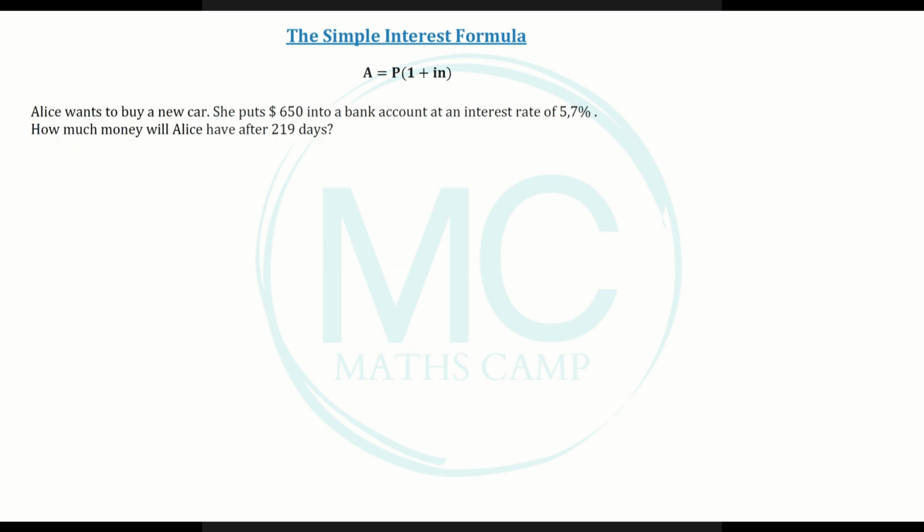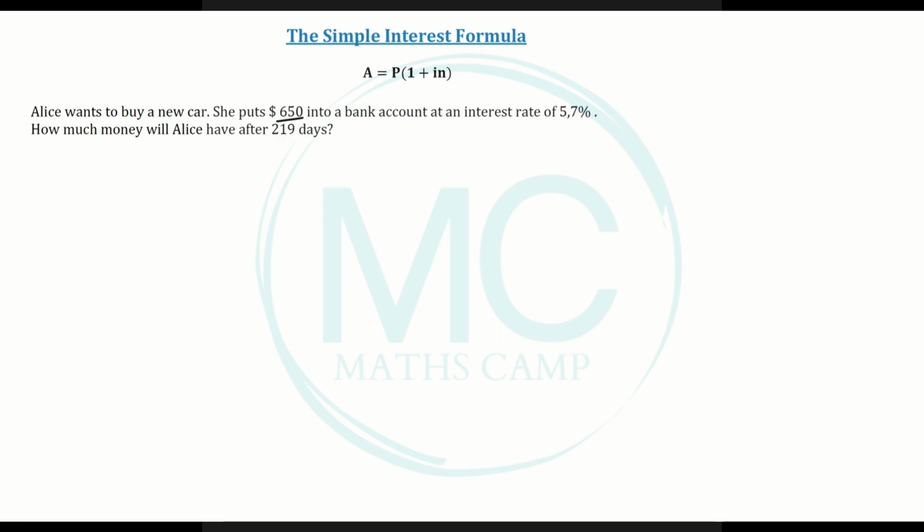Let's do one more example. Alice wants to buy a new car. She puts $650 into a bank account at an interest rate of 5.7%. How much money will Alice have after 219 days? The question is asking us to find the amount of money Alice has after her investment. So we need to solve for A. Let's start by finding our P, I, and N values.